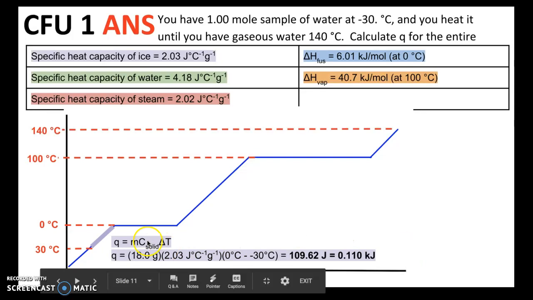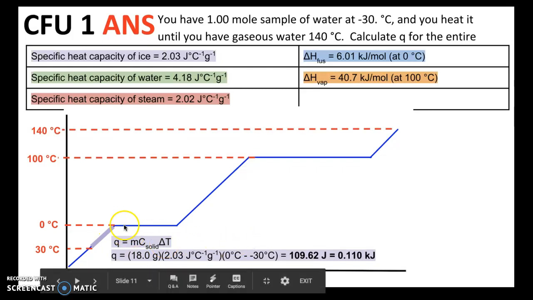The other thing I had to do was convert the moles of water into mass, because the equation is mass times specific heat capacity. I'm given 1 mole of water, and the mass for 1 mole is 18 grams. So I plugged that in as well. That's another piece I needed in order to use this equation.